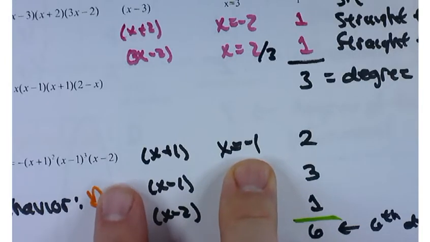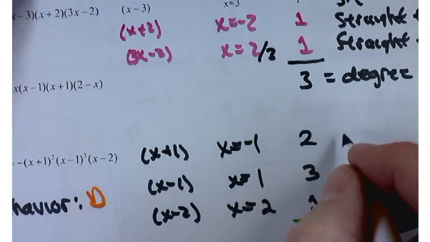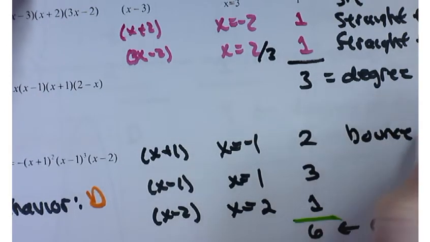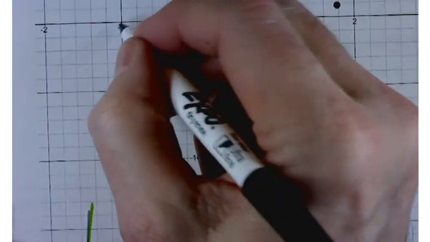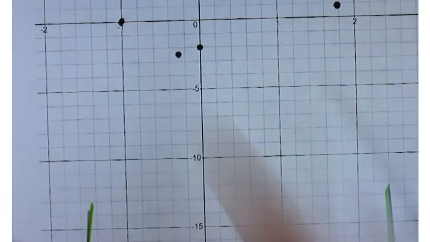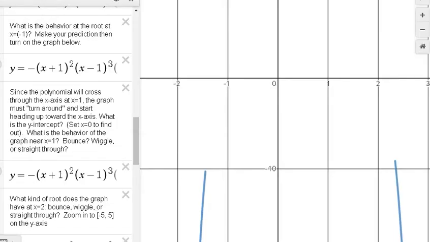At -1, we had a multiplicity of 2, so what kind of behavior does that mean? Bounce. So that means this should go up, touch the x-axis at -1, and then bounce. Let's see if that's true. So we'll go back here, and here's the point where you can ooh and ah. You ready? 1, 2, 3. Ooh, ah. All right, cool, because what had happened? It came up here, and it bounced. Wow. Just like we had predicted, right?